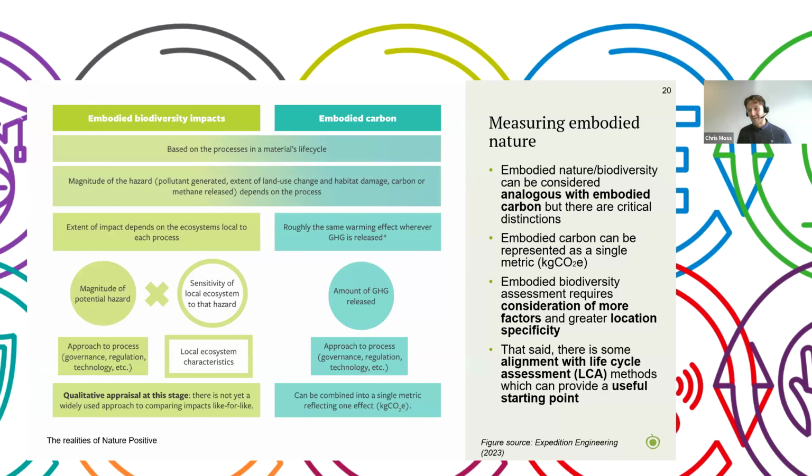We can get to a single unified, universally accepted metric of impact, kilogram CO2 equivalent, with carbon, but we're not going to be able to get to the same all-encompassing metric for nature because it won't be suitable, because nature is inherently location-specific, context-dependent. Impacts are happening, magnitudes of hazards are different, the sensitivity of ecosystems to potential hazards are different. So we need to embrace the complexity associated with it.